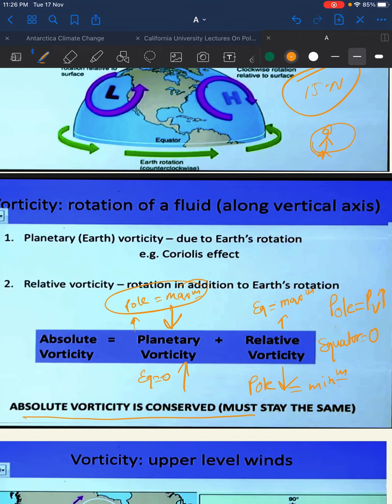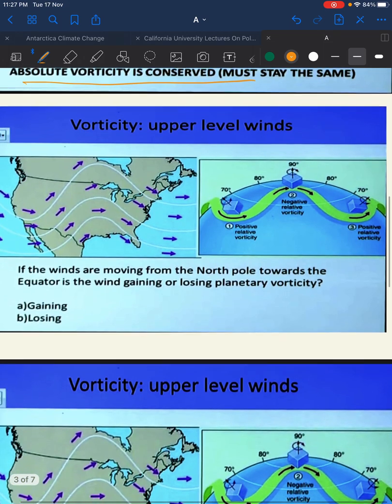Is this clear? Is this clear or not? Planetary vorticity is maximum at a pole, minimum at the equator. Here relative vorticity is maximum at the equator and minimum at the pole. Now let's see a real life example.